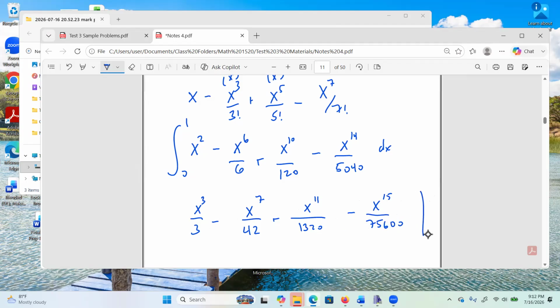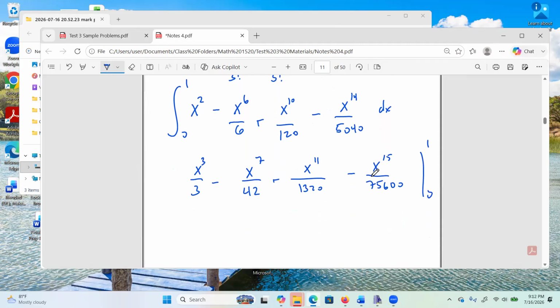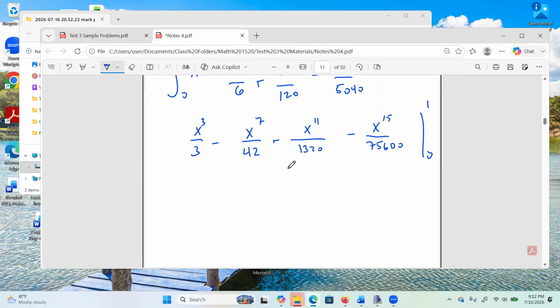And what are we doing? We're going from 0 to 1, so this isn't really too bad of a problem to deal with. If we had to go to like 2.5 or something like that, that would be worse. But we're going from 0 to 1, so this is a fairly easy arithmetic problem where we just type this in. We have 1 over 3 minus 1 over 42 plus 1 over 1320 minus 1 over 75600.